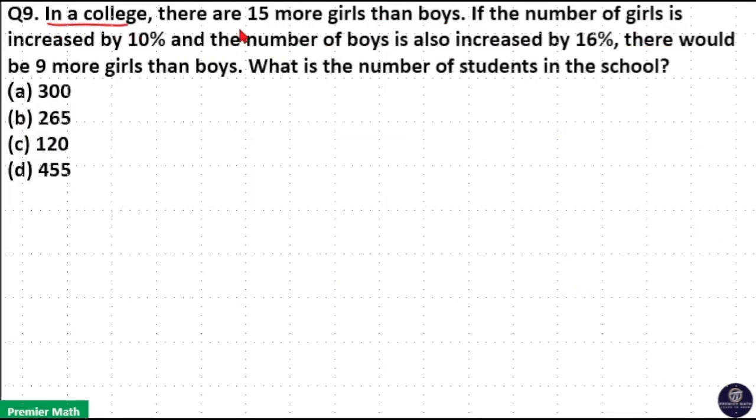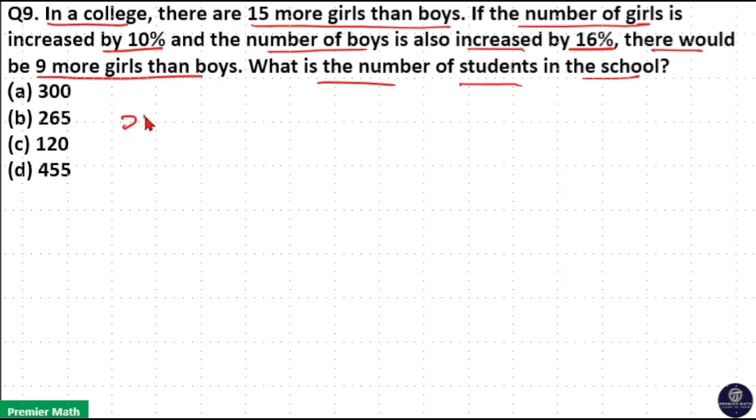In a college, there are 15 more girls than boys. If the number of girls is increased by 10% and number of boys is also increased by 16%, there would be 9 more girls than boys. What is the number of students in this school? Let us consider number of boys is x and number of girls is x plus 15, since there are 15 more girls than boys, and the difference between boys and girls is 15.